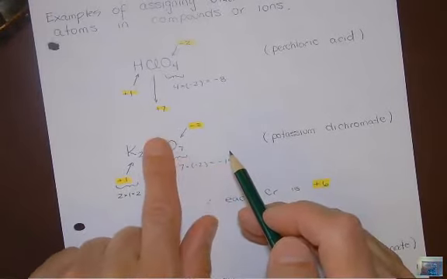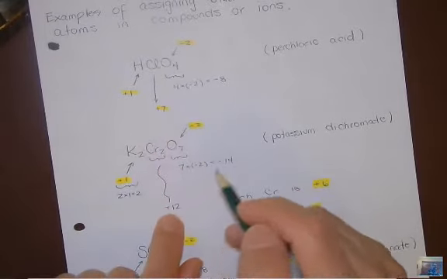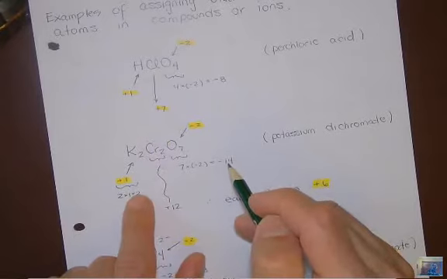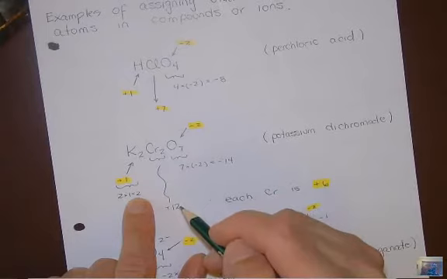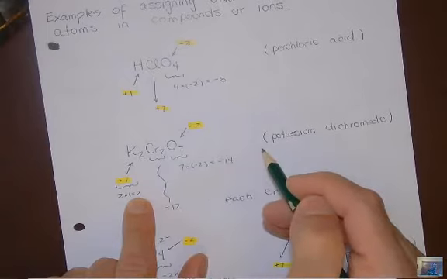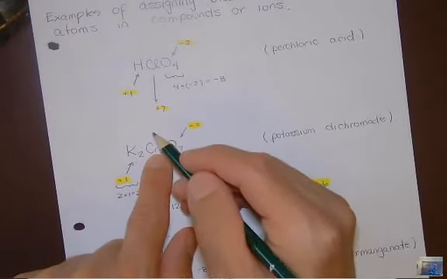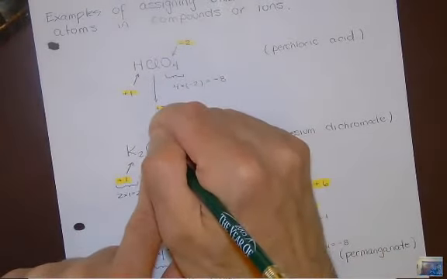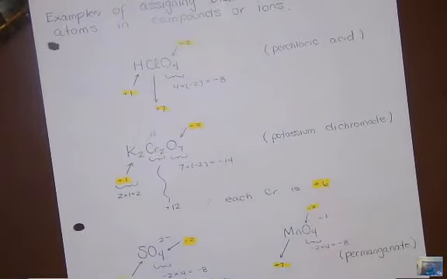Then we ask ourselves, what do these 2 guys in the middle have to be so that the whole thing equals 0? Well, if this is -14 and this is +2, this has to be +12, because 2, 12, and -14 equals 0. Well, if both of them are +12, what's each one? Each chrome is going to be +6. So the oxidation state on each chrome is going to be +6. So that's the answer to typical multiple choice questions. What is the oxidation state on chrome in potassium dichromate? The answer would be +6.